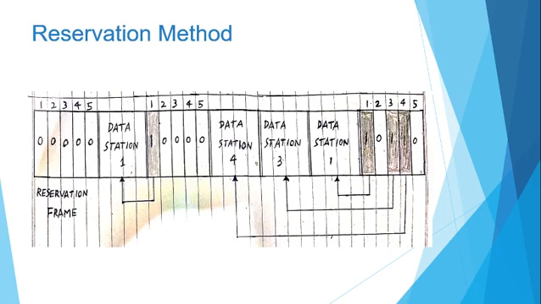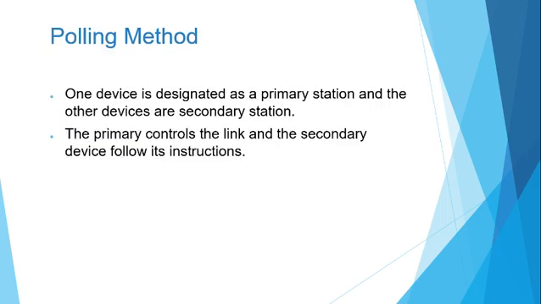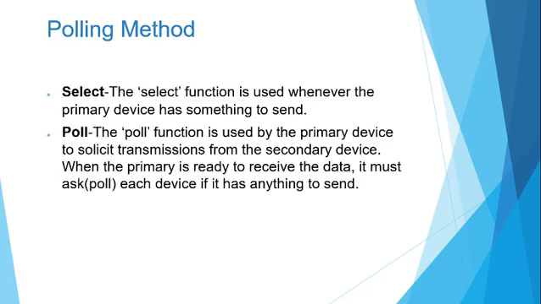So the second method is polling method. Polling works with topologies in which one device is designated as primary station and the other devices are secondary stations. All data exchanges must be made through the primary device even when the ultimate destination is a secondary device. The primary device controls the link, the secondary device follows its instructions.